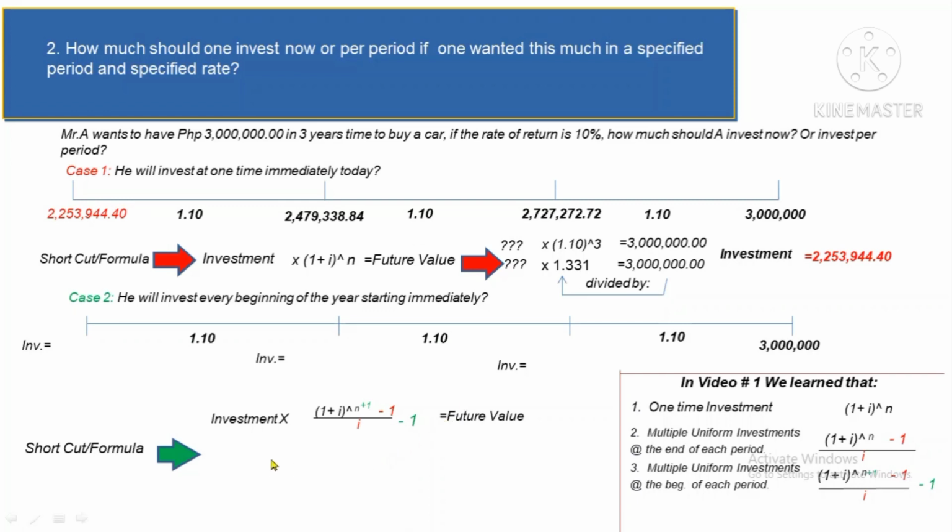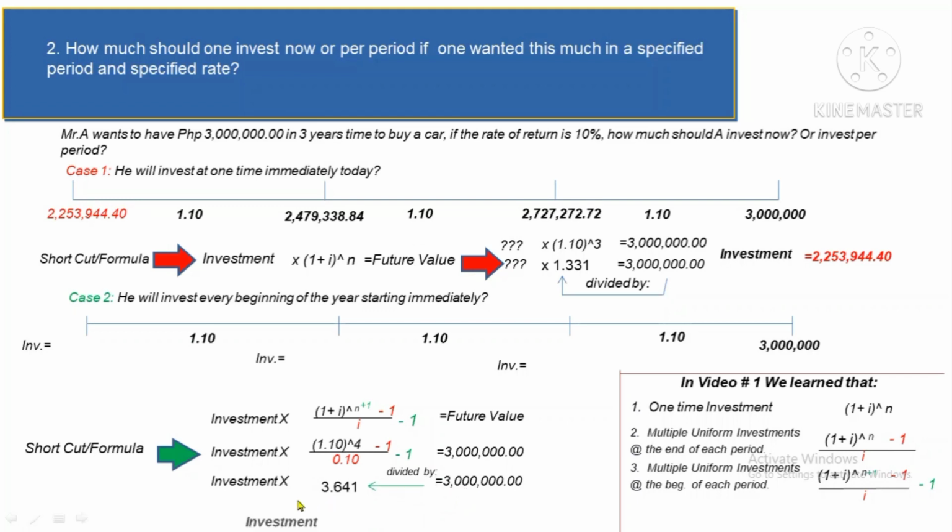So let's substitute. The investment is unknown, but we can get the future value factor by getting 1.10 raised to the power of positive 4 minus 1 over 0.10, and we have the final minus 1 equals the desired future value of 3 million. So, investment, if you're going to summarize this one, times 3.641 equals 3 million. And then if you want to get the unknown investment, you just have to divide 3 million by 3.641, and you're going to get the investment equivalent to 823,949.46.